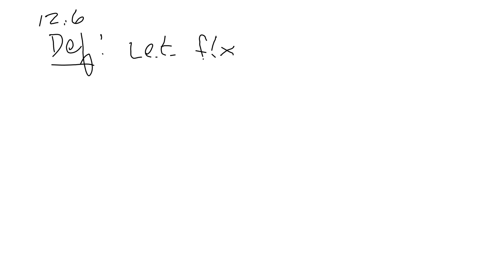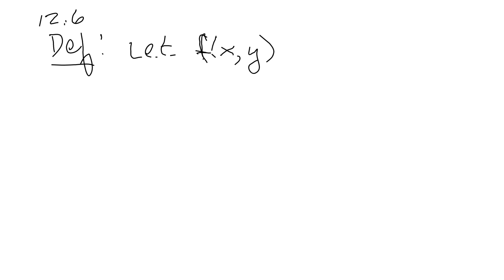I think the actual results and theorems are pretty easy on this, and you do have some notes on this as well, which is nice. So this is section 12.6, and we're going to define what a directional derivative is. So let f be a function of two variables, x and y. Okay, let that be defined.